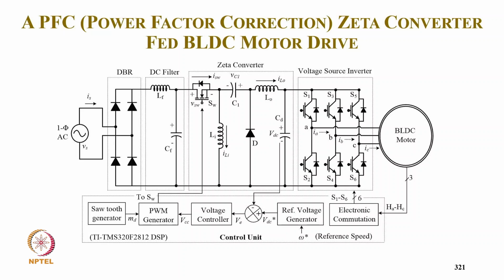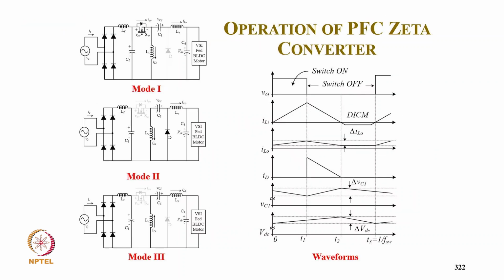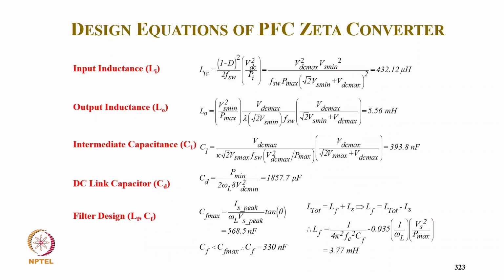I mean, control is similar, and here also the output inductor LO is designed for DCM, and these are the different modes: the switch conducting, diode conducting, and typically none of them conducting. And it clearly shows here also that the output inductor is in discontinuous mode.